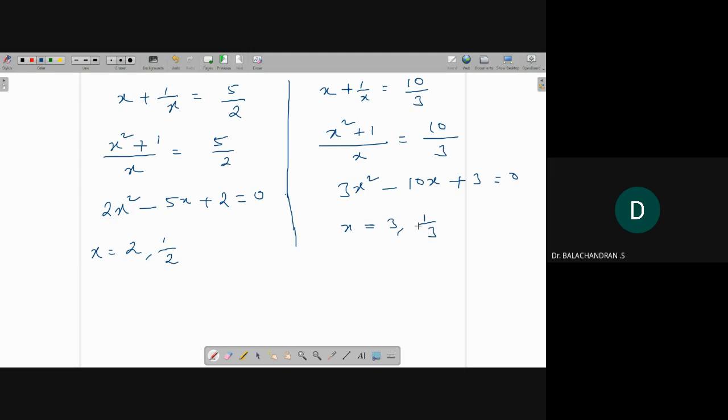Okay. So hence the roots of equation 1 are, already we know that 1 and minus 1. Now 2 comma 1 by 2, 3 comma 1 by 3. I'll give one practice problem.